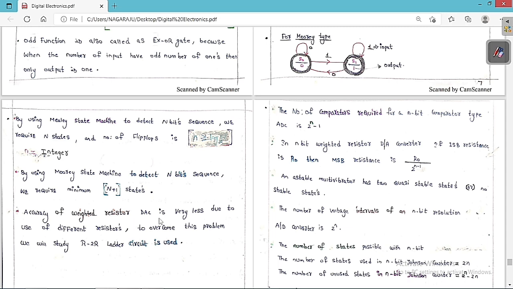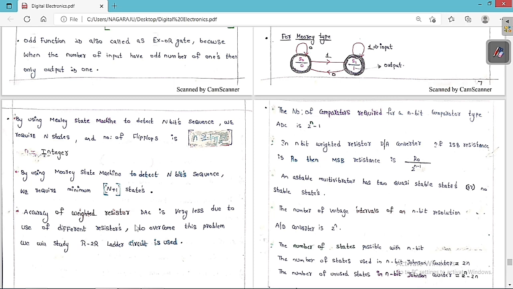Accuracy of the weighted resistor DAC is very low due to the use of different resistors. To overcome this problem, the R-2R ladder circuit is used. I have already told you that in a weighted resistor DAC, the switch connected to low resistance is the MSB and the switch connected to high resistance is always the LSB. LSB resistance is equal to 2 to the power of n minus 1 times the MSB resistance. I have already told you these things.